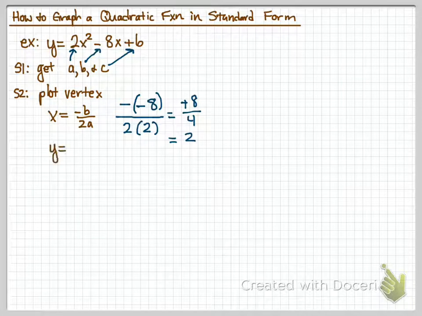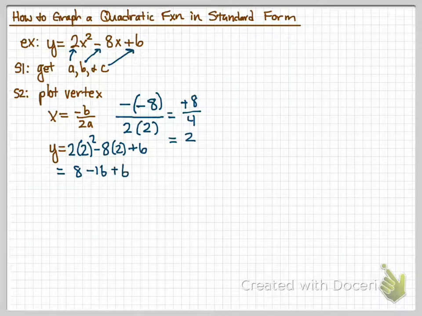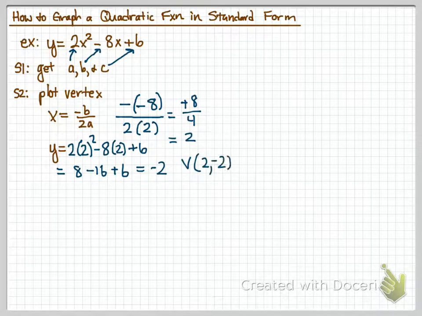Now, to find our y, we take that 2 and plug it into our original equation. So we get 2 times 2 squared minus 8 times 2 plus 6, which will work out to be 4 times 2 is 8 minus 16 plus 6. Our y is going to be negative 2. So our vertex is going to be 2, comma negative 2. Okay, so we need that in our graph.